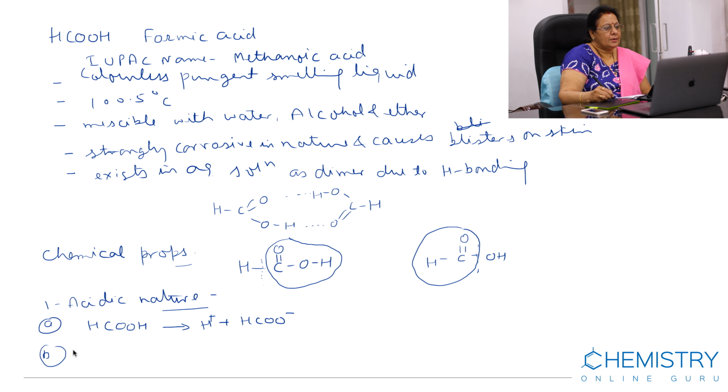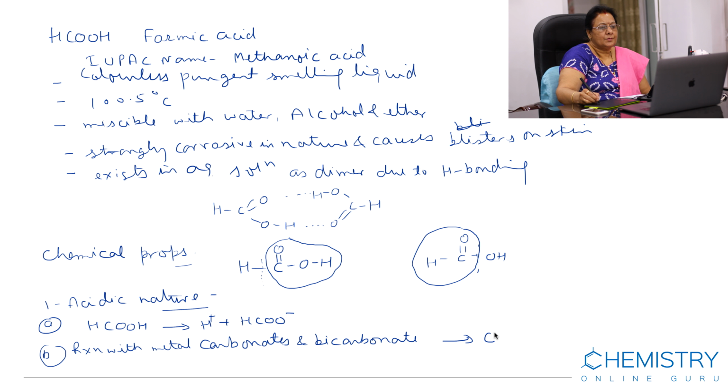Second, it reacts with metal carbonates and bicarbonates. Then CO2 gas is evolved. Like this. This is formic acid, sodium carbonate, acid and base react together forming salt. That is sodium formate plus H2O plus CO2.